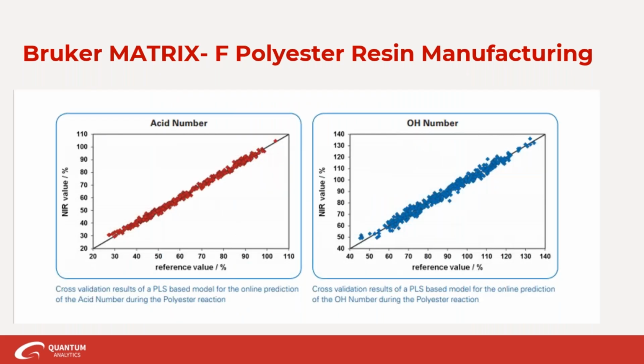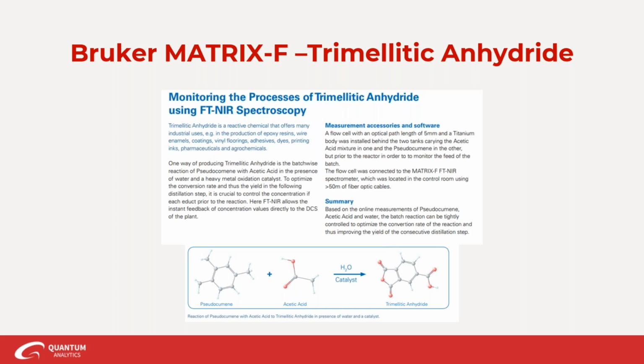And then from that, 2 more of these near-infrared predicted versus the reference value plots for the acid number and hydroxyl number. But beautiful, these look really, really good. And then similarly, here we have the trimaletic anhydride using the Bruker Matrix F. So pretty similar, a little bit different.